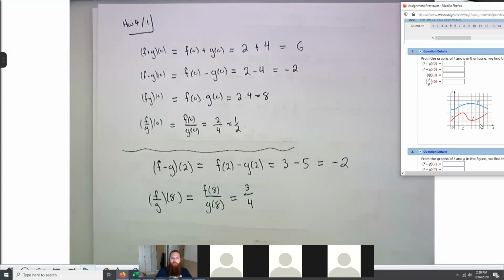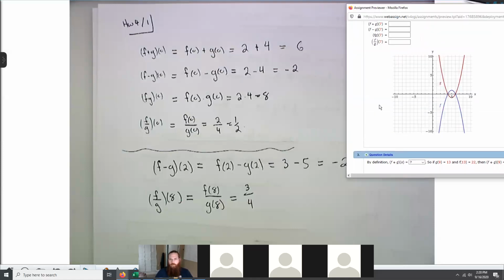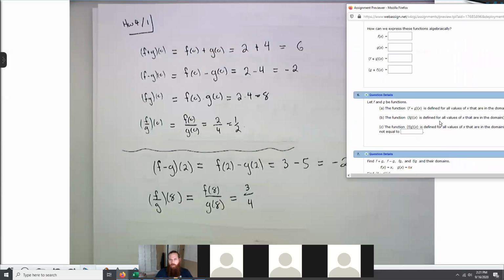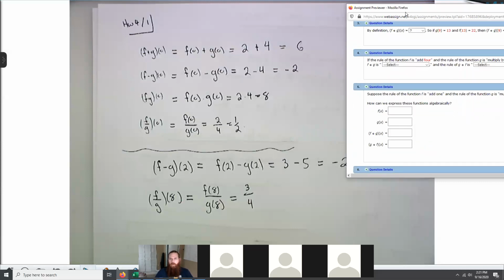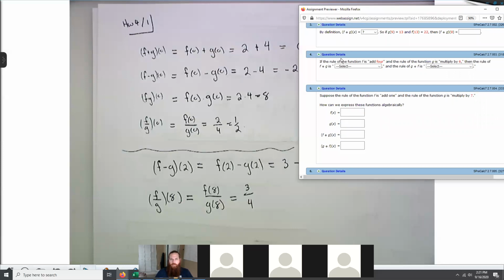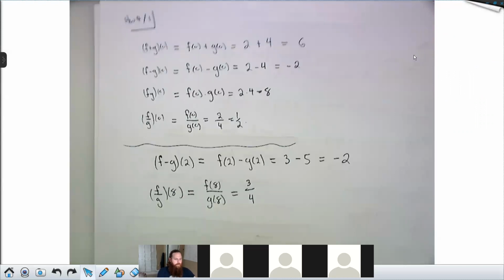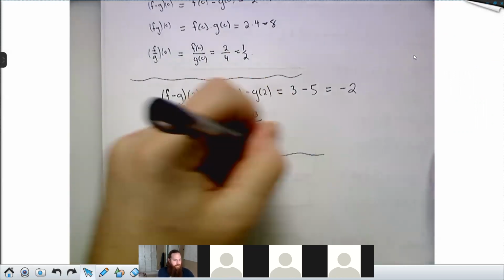Nothing too hard, right? So you have plenty of questions like this, where I give you a graph and ask you to come up with some stuff. There's a little bit of describing functions verbally. Let me see, 13. So let's do another example here, but this time let's play around with composite functions.